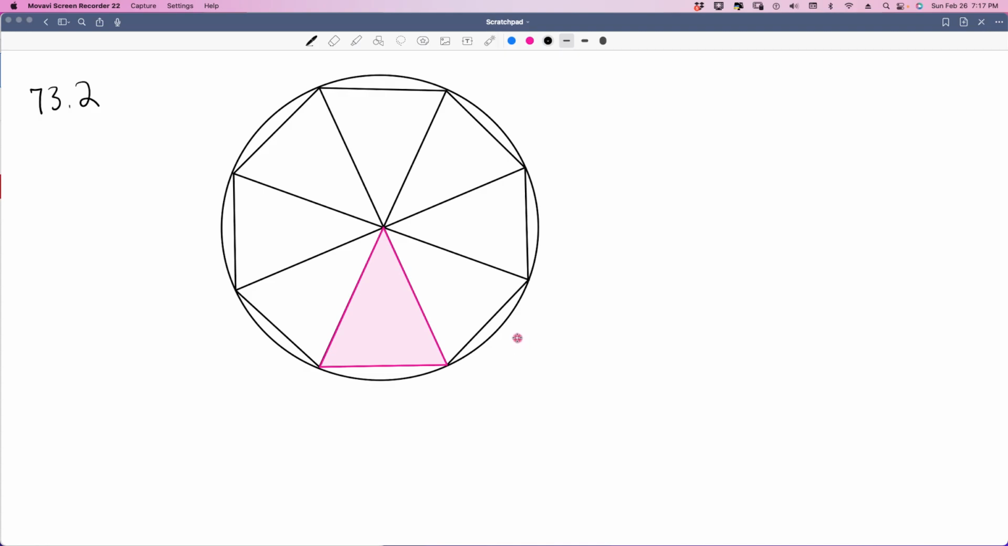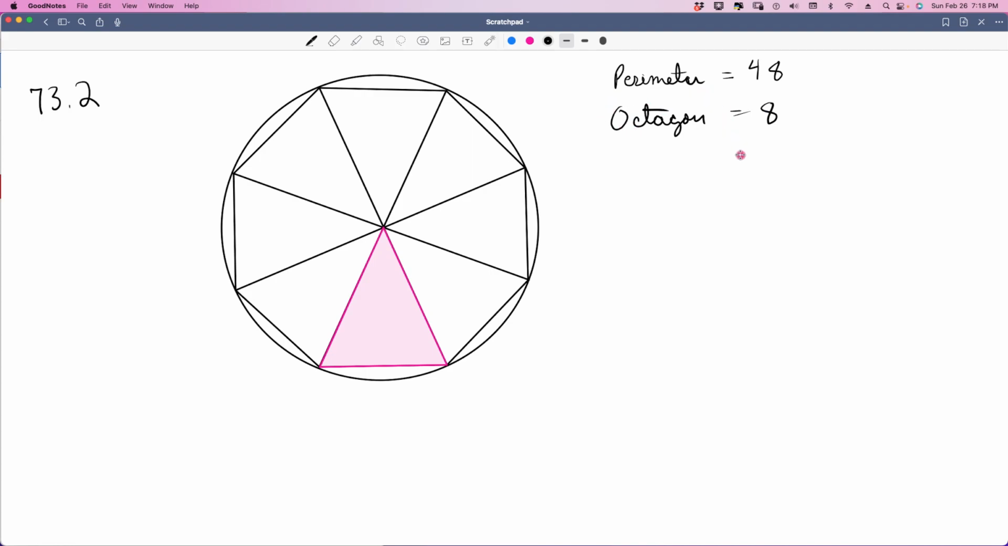All right, 73.2. So here we have a regular polygon, and it tells us that the perimeter is equal to 48, and it is an 8-sided polygon. So an 8-sided polygon, I'm just going to go ahead and put it out there, it's an octagon. An octagon is equal to 8 sides.